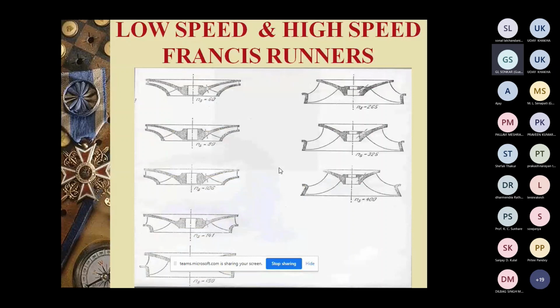So that's why if somebody is given a figure, he can just characterize which one is high speed, even if it is not written NS60 or NS2265. You can easily identify which one is the high speed runner and which one is the low speed runner. Generally, those having less diameter and more height are called high speed. More diameter means low speed runners, which seem very bulky.